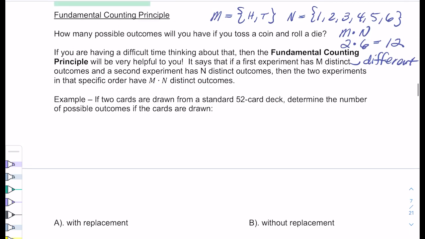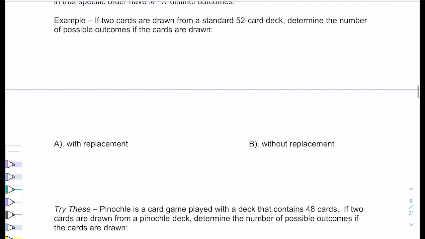Okay, so let's go back now and use the counting principle, again, dealing with a standard 52 card deck. How many possible outcomes would you have if you draw 2 cards? So 2 cards are drawn from a standard 52 deck. How many possible outcomes if the cards are drawn in 2 ways, one of them with replacement and the other without replacement? So there's a big difference.